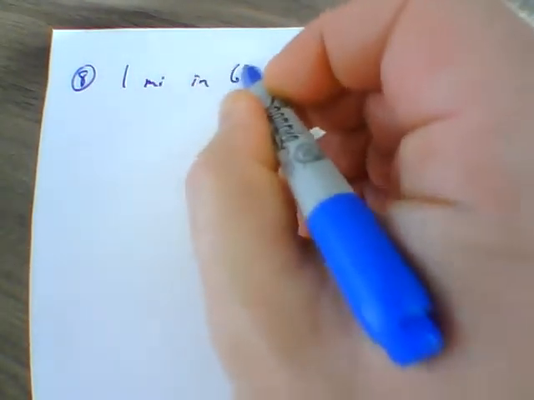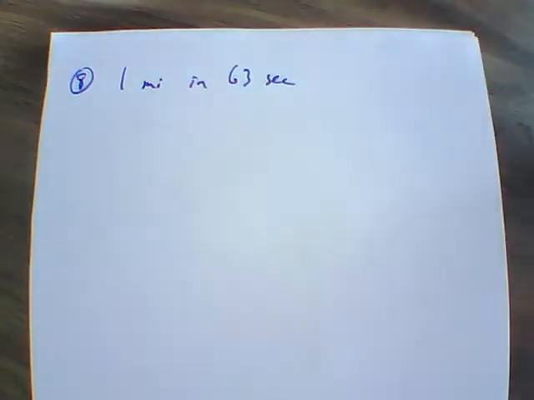Number 8 says that if you go 1 mile in 63 seconds, it asks us to give an approximate average speed, and then what is the exact speed for this interval of time. So once again, as we're considering this problem, we've got units in here, so we have to think about some easy conversions.